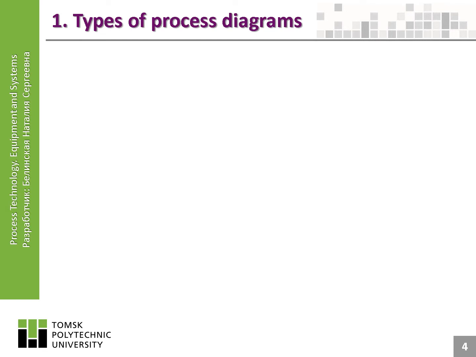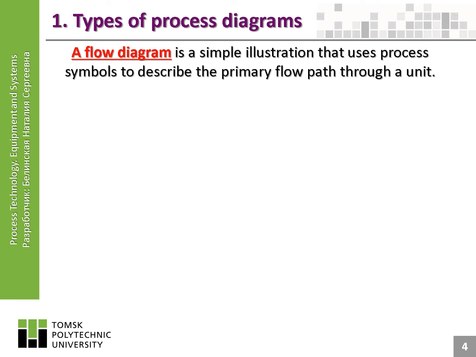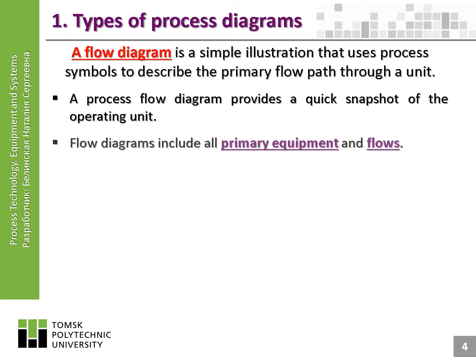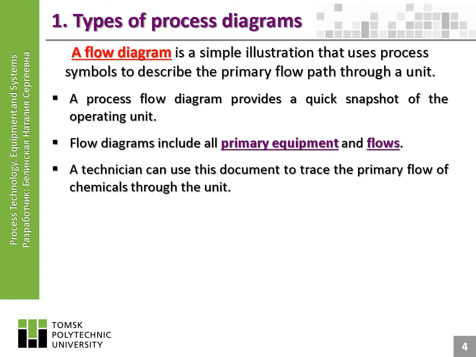Types of process diagrams. A flow diagram is a simple illustration that uses process symbols to describe the primary flow path through a unit. A process flow diagram provides a quick snapshot of the operating unit. Flow diagrams include all primary equipment and flows. A technician can use this document to trace the primary flow of chemicals through the unit.